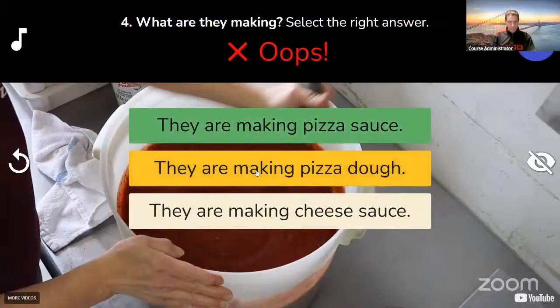Oh, I'm sorry. I clicked on the wrong one. They're making pizza sauce. So let's see if we can, I don't think we can go back. Okay. So they're making pizza sauce.